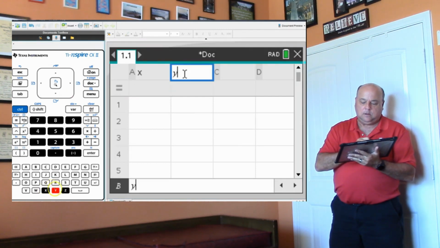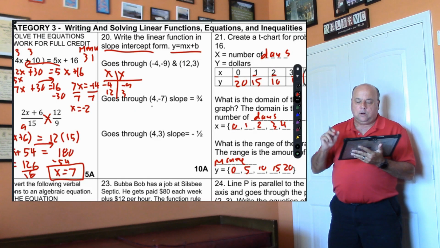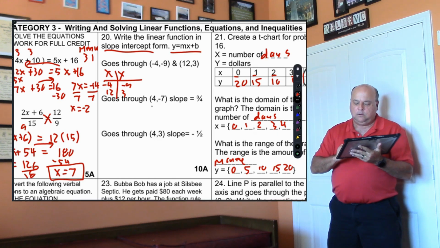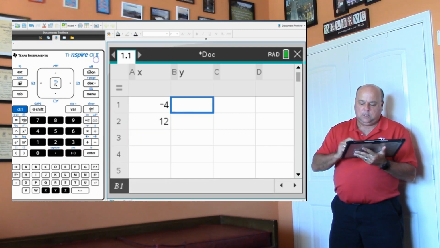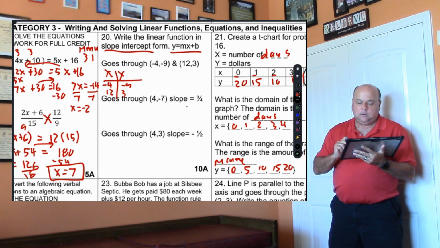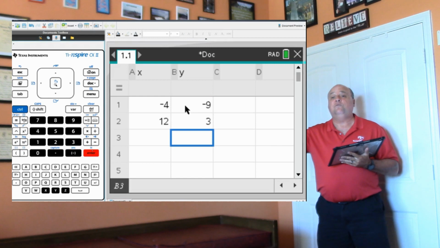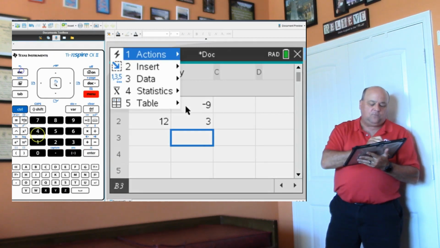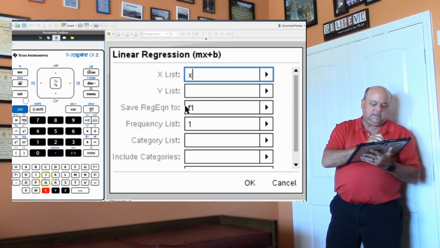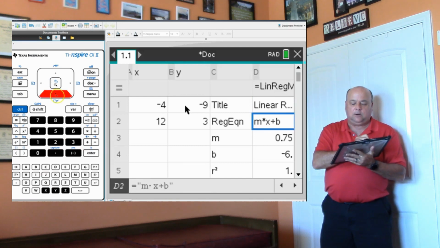Now then, my x's are negative 4 and 12. And my y's are negative 9 and 3. Now then, menu 4, 1, 3, right? X down, Y down, enter. You got to remember how to do this. Menu 4, 1, 3, X down, Y down, enter, and bam, right here, here we go.